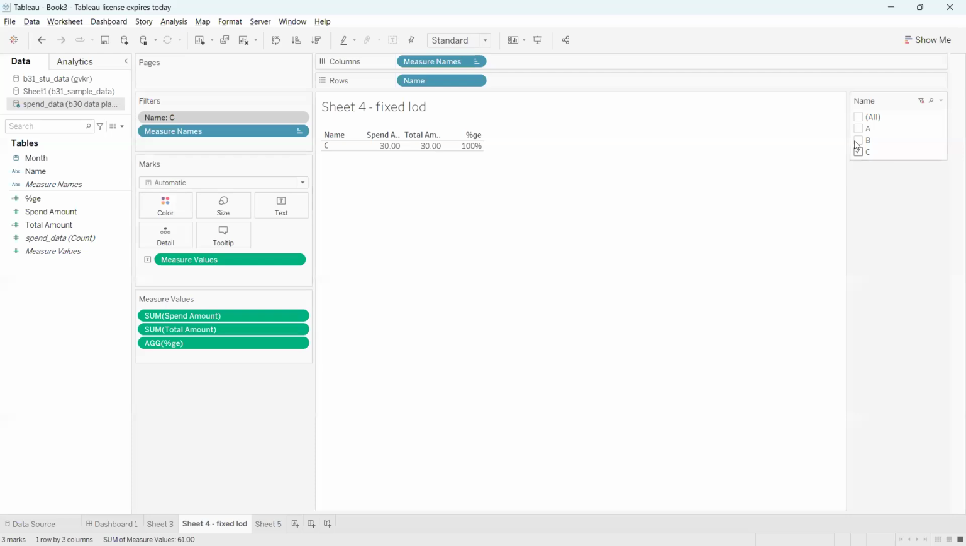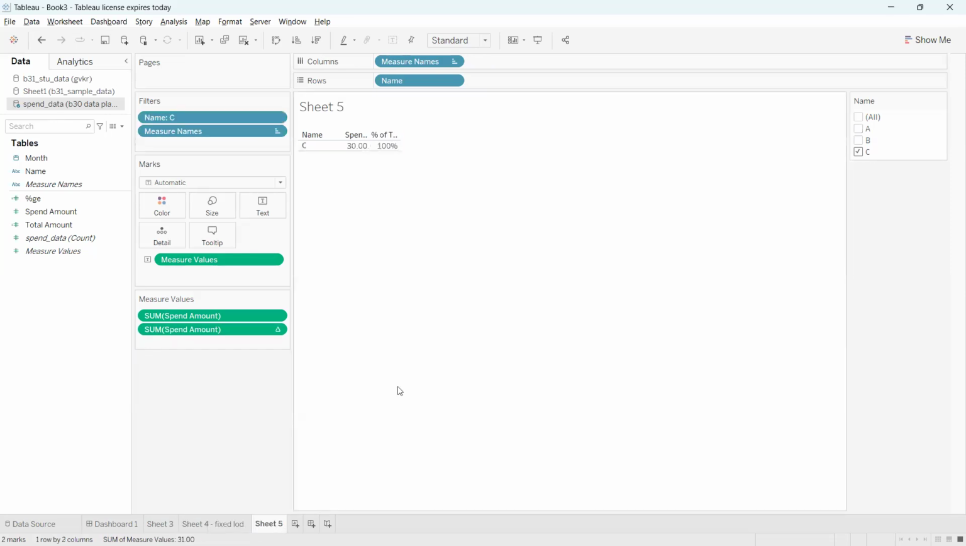If you select person A here, now in the context filter I have person A and person C. My fixed LOD goes directly to the context filter, sees how many persons are there, A and C, and sums 370 and 30, which gives 400. In this case, when you add something to the context filter, my percent of total option and fixed LOD both give the same result.